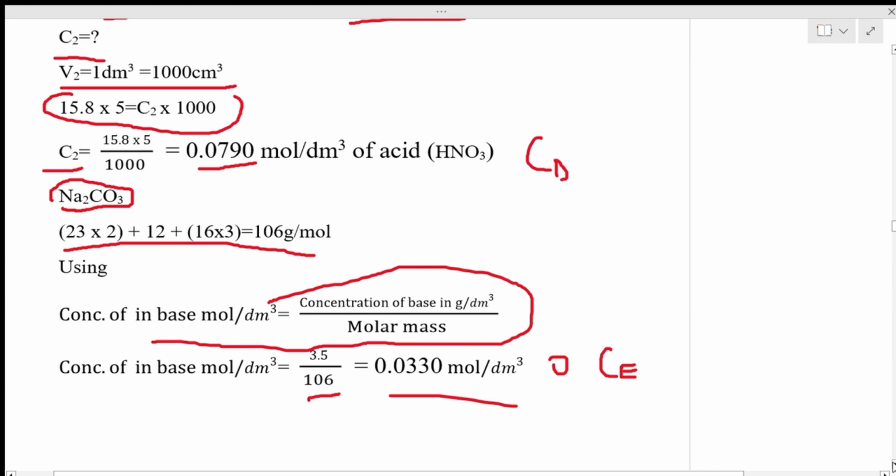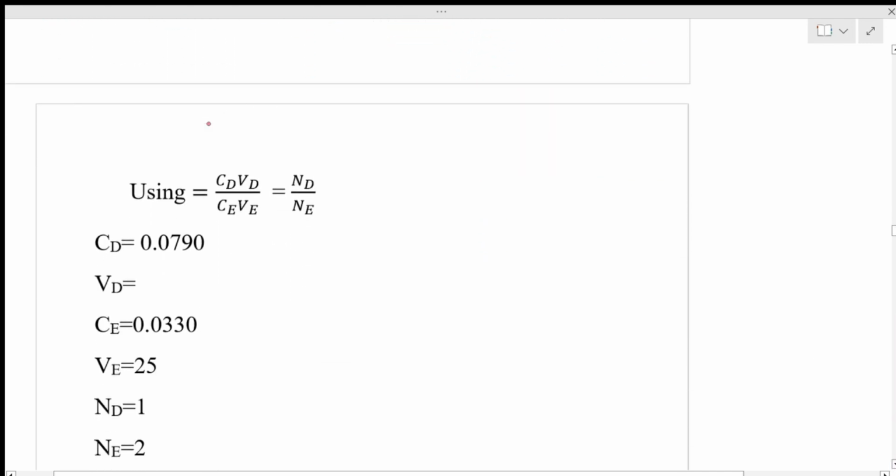Let's go down and use this formula. We can use CAVA, but now it has changed. For Alternative B it is going to be CDVD over CEVE, so that you do not confuse anybody, because the labeling you're going to see on the beakers we are going to use is D and E. This is for the acid, this is for the base, this is the volume of the acid we want to determine, and this is the volume of the base, that's the pipette volume. You can either use 20 or 25.